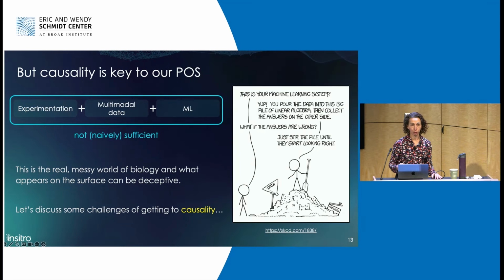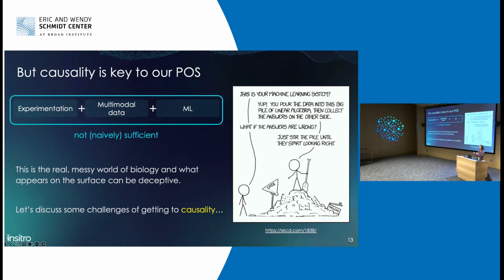And leveraging machine learning to extract and amplify this disease-relevant signal to get to these novel therapeutic hypotheses really does show a lot of promise. But as I said, it's really not sufficient in and of itself, because getting to causality is key to our probability of success.